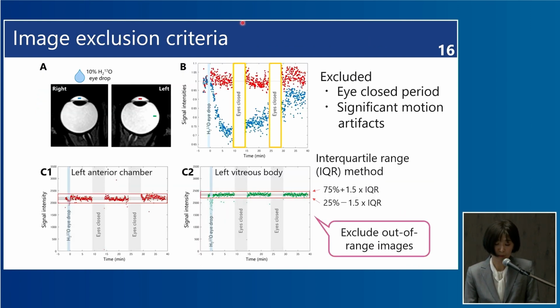As part of image exclusion criteria, images obtained during eye closed period or images with significant motion artifacts were excluded from the analysis. The images with significant motion artifacts were identified using the IQR method with reference to the left anterior chamber or left anterior vitreous body region.